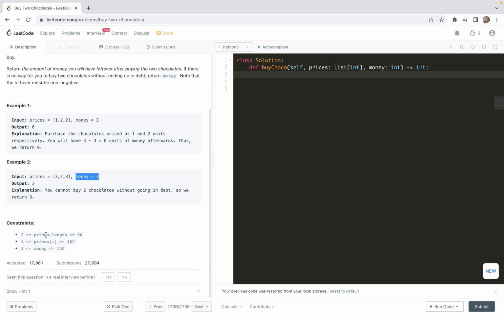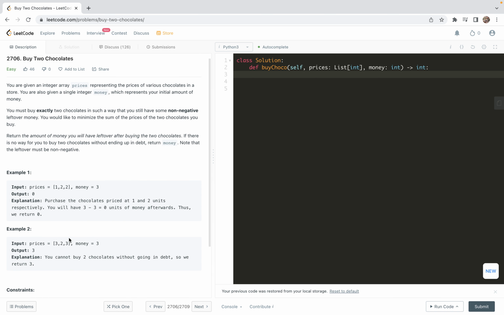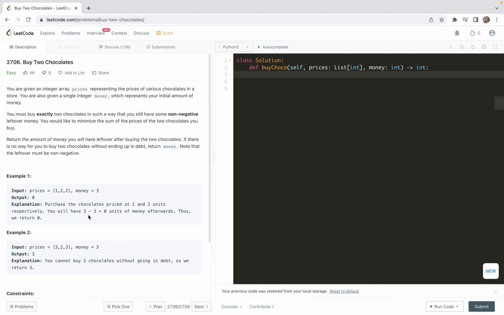So let's also look at the constraints. First, the length of the list prices is bounded below by 2 and bounded above by 50. So this 50 is actually not a very large number for this problem. Secondly, each price is between 1 and 100, and the money is also between 1 and 100. Due to these constraints, this is a very small problem. So we can do brute force or we can make some improvement.